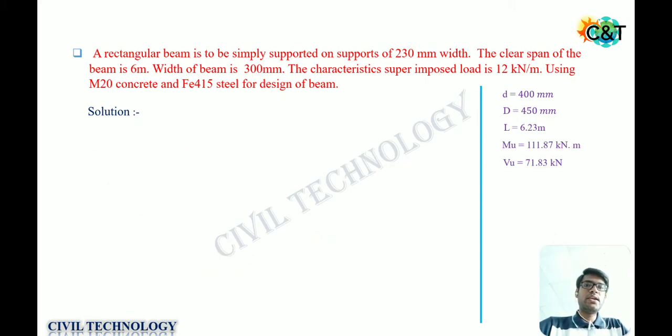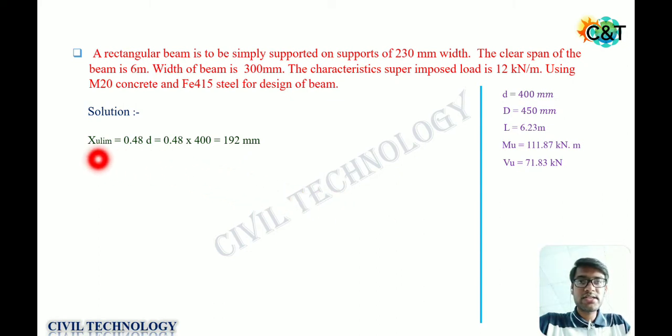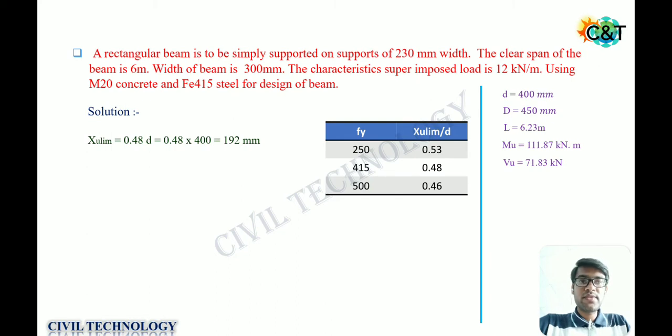So now we check whether our beam is really singly reinforced or doubly reinforced. How do we check? For that we have to calculate one parameter, called XU limit. So the XU limit formula is 0.48 times D. How does this come? If you read IS 456, there is one table that specifies, based on your characteristic strength or grade of steel, that the XU limit by D value will vary.